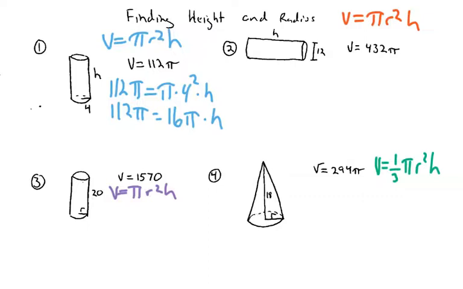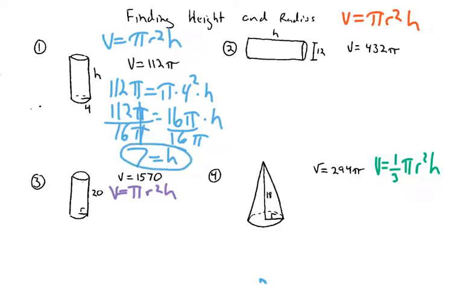Now here's where it being a symbol is going to be advantageous to us. So now we're going to divide both sides by 16 pi. And what you'll notice is that these pi symbols actually cancel. They're gone. They go away. So now you just have 112 divided by 16. That equals 7. So 7 equals the height.